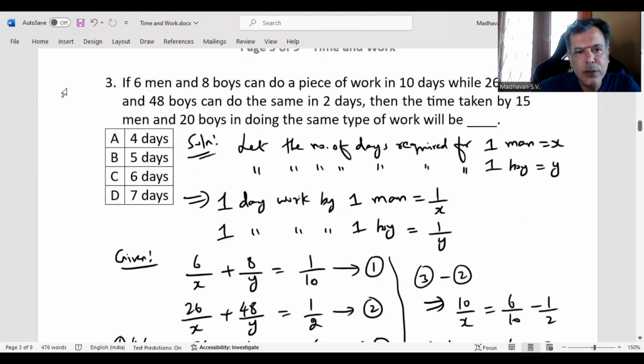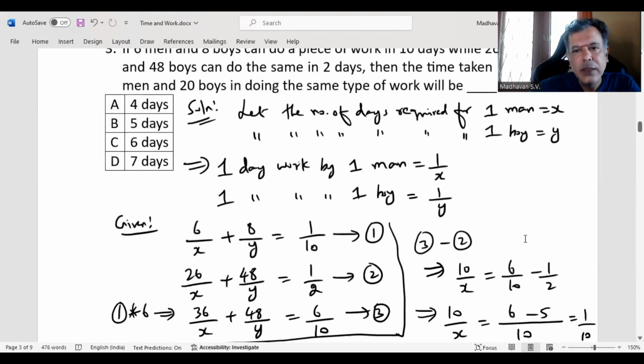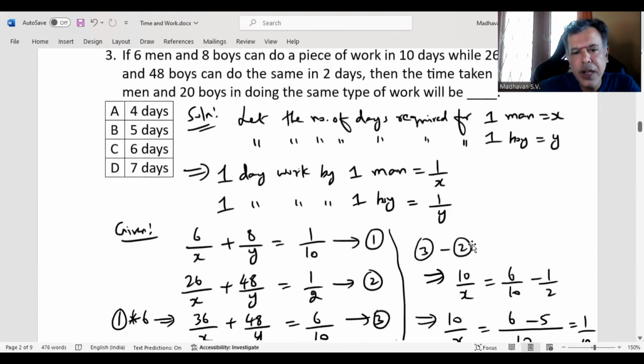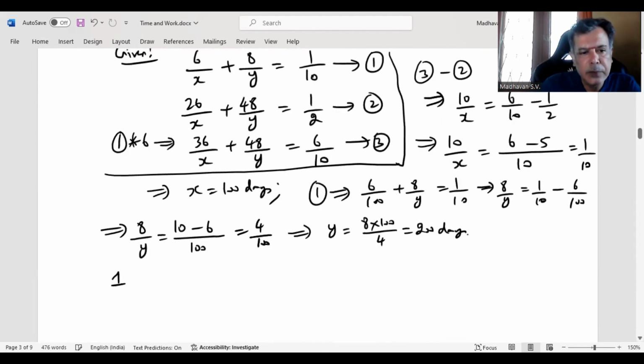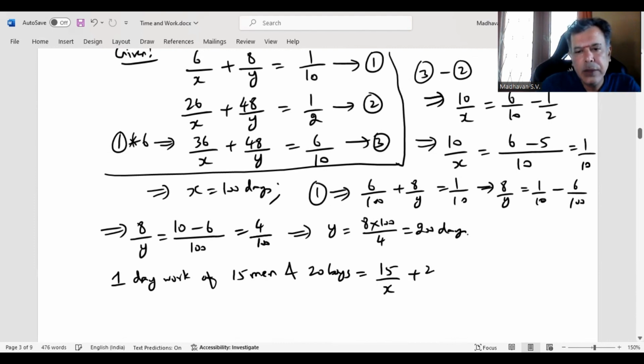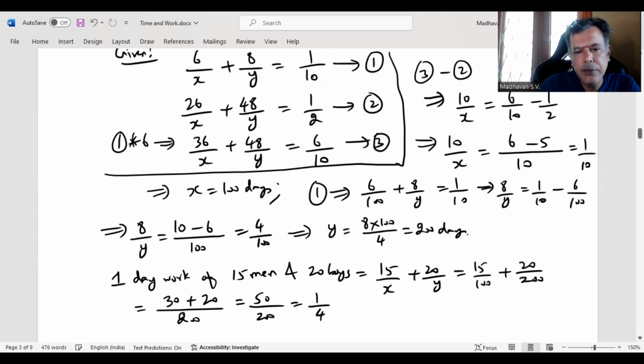Let us calculate now. They are asking us to find 15 men and 20 boys. So we will find out what is the 1 day work for 15 men and 20 boys. So 1 day work of 15 men and 20 boys will be 15 by X plus 20 by Y. Now substituting the values of X and Y, we get 15 by 100 plus 20 by 200. We'll consider common denominator as 200. So here it will get multiplied with 2. So that means 30 plus 20, we get 50 by 200, which is 1 by 4.